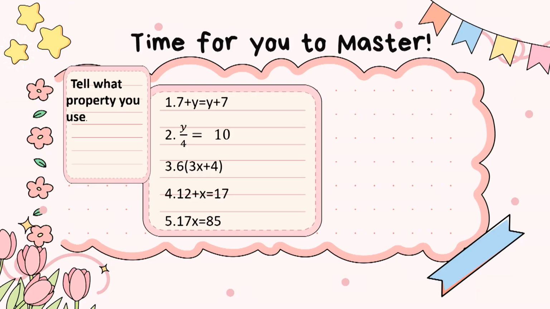So here we are. 7 plus y equals y plus 7. I'm going to say this is the commutative property, and I'm just going to put that. Y divided by 4 equals 10. Since I have a division problem, I'm going to use my multiplication property. 6 times 3x plus 4. I have a parentheses. That's really important. So I know I am distributing. So I have the distributive property.